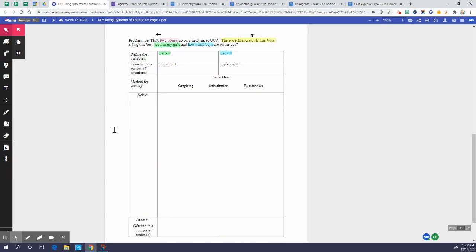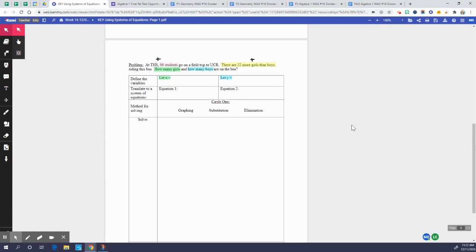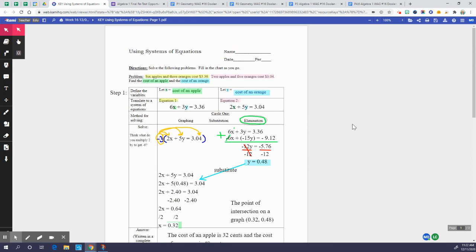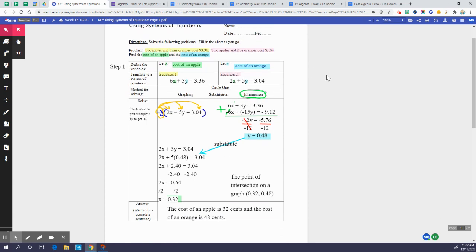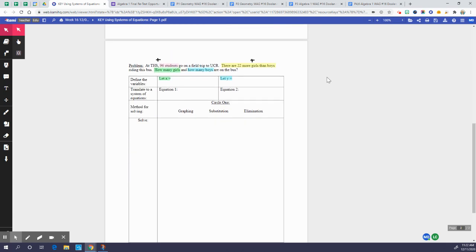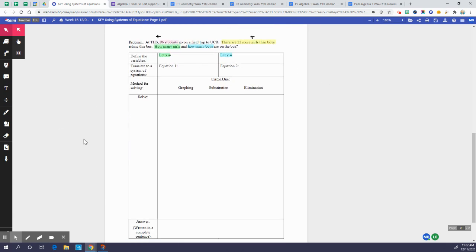Okay, guys, so this is the second half of your CAMI assignment that we started using systems of equations. And so I told you I'd make you a video for the second half. And we have the problem at THS. 96 students go on a field trip to UCR. There are 22 more girls than boys riding the bus. How many girls and how many boys are on the bus?